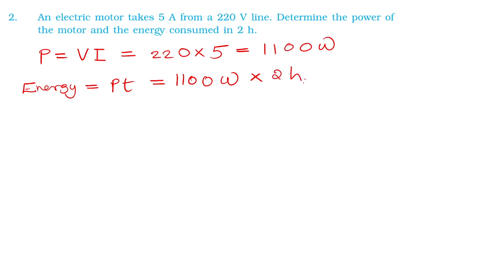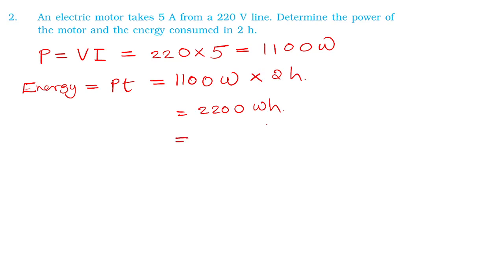You need not convert to second, or you can decide. If you don't convert to second, you will get the unit in watt hour. Watt hour is a standard unit. So 1100 into 2 will be 2200 watt hour. You may write it in kilowatt hour, but not required. Watt hour is a standard unit, but kilowatt hour is the most appropriate unit.